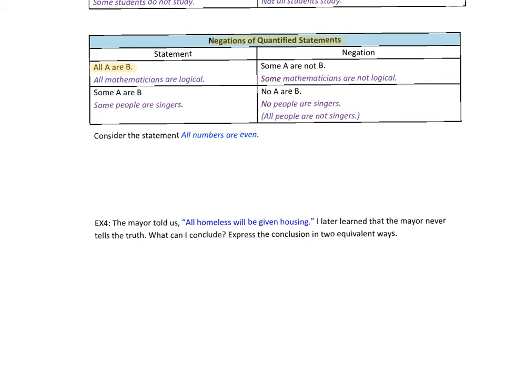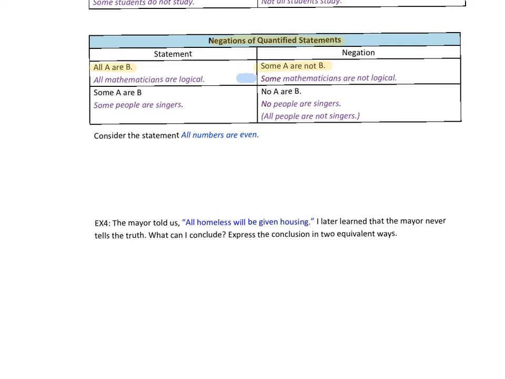Intuitively, people think that all will go to no, but it doesn't. All mathematicians are logical. To negate that, all I have to do is find just one mathematician that is not logical. And at least one is some. So some A are not B is actually the negation of all A are B. Some mathematicians are not logical is the negation of all mathematicians are logical. So these guys negate each other.